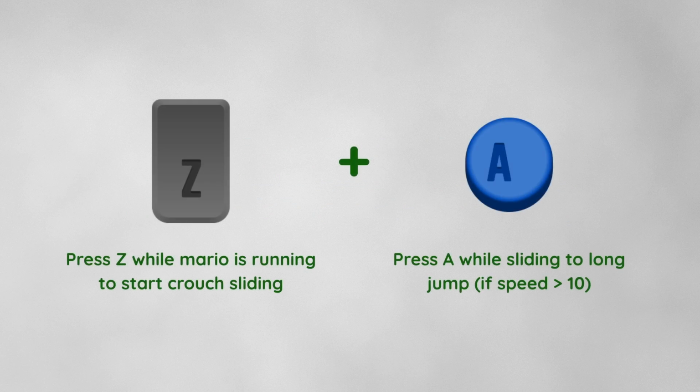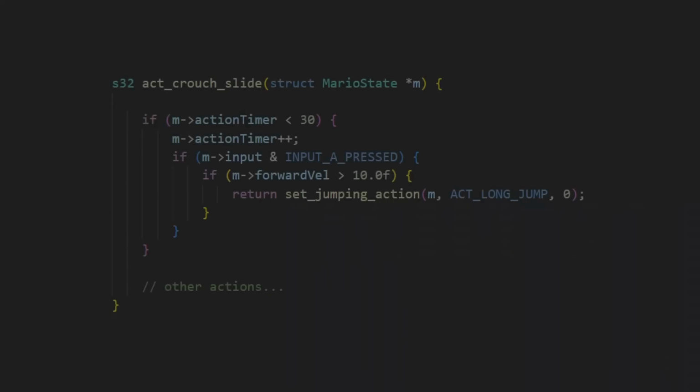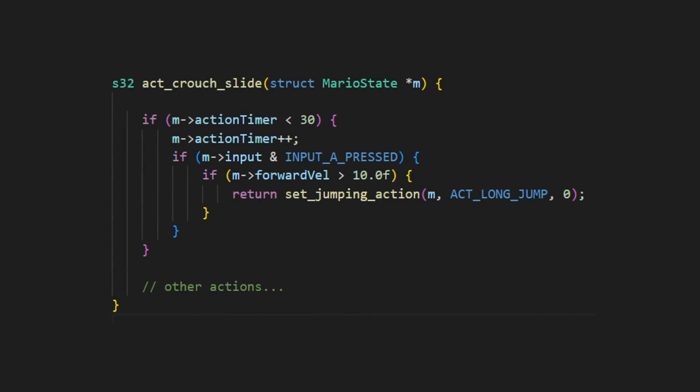A long jump is performed by pressing Z while running to start crouch sliding, and then pressing A while Mario is sliding at a speed of 10 or more. Thanks to the Super Mario 64 Decomp team, we know the full code of the game, and this is the section which sets Mario into the long jump action.